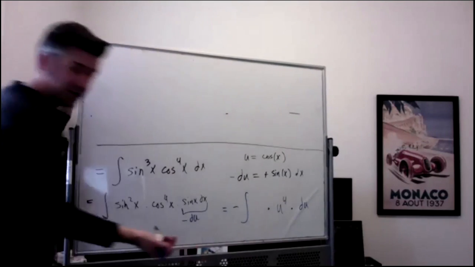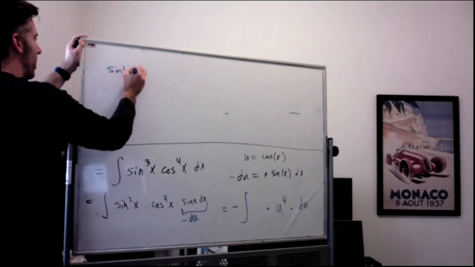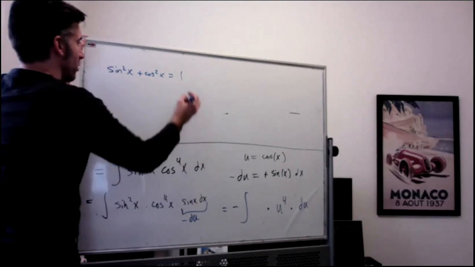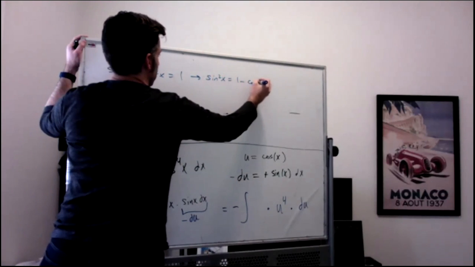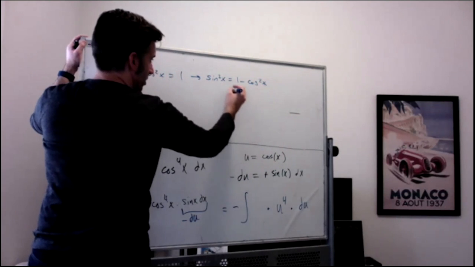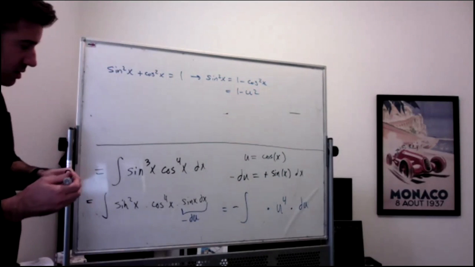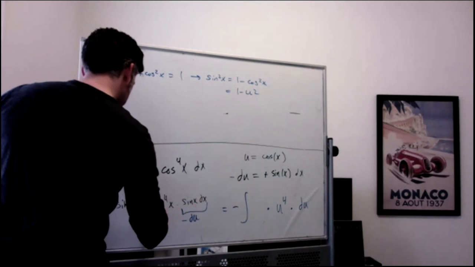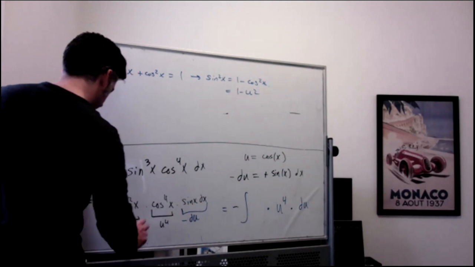It's not the one we just used. It's the fact that sine squared x plus cosine squared x equals 1. So that sine squared x equals 1 minus cosine squared x. But cosine of x is equal to u, so that is 1 minus u squared in this problem. So this is going to become u to the fourth. This is going to become 1 minus u squared.